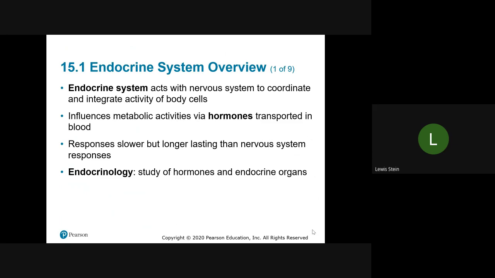When we have things that are constantly being regulated either upwards or downwards, and it's a term you hear a lot, upregulation and downregulation, where a system becomes more active or less active, it's typically done by way of the endocrine system, and the duration of its effects is longer.